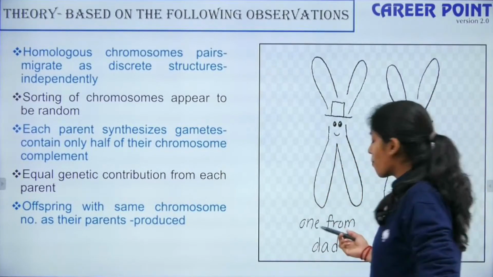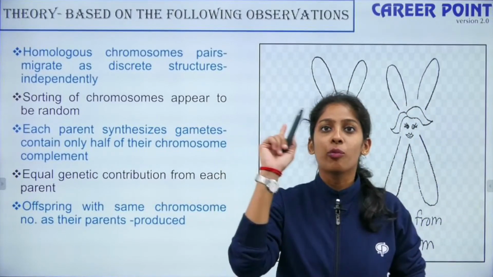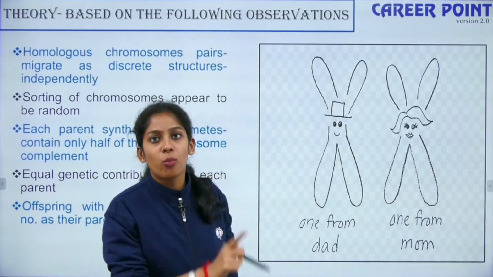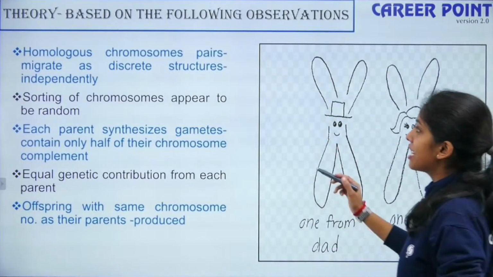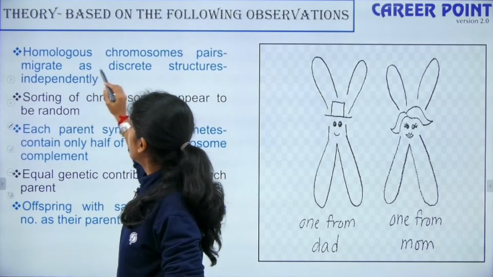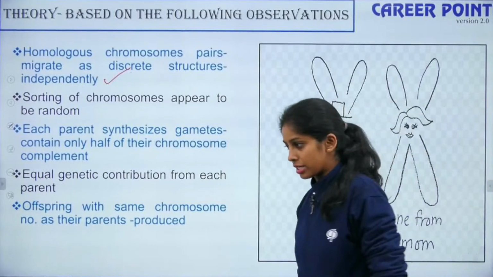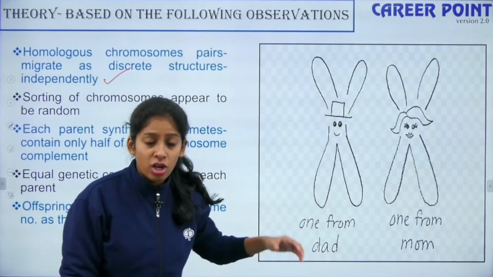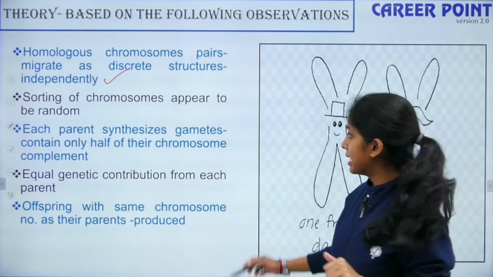When you have one copy from dad and one copy from the mother, at the time of gamete formation, only one copy comes, right? Gametes are haploid and they have only one copy of the pair of chromosomes that you possess. That is the reason. So that is your first observation. The second: sorting of chromosomes appears to be random. I said in your gamete, only one of the pair comes into picture. Which one of the pair comes is pretty random. You do not know, so that is completely random.